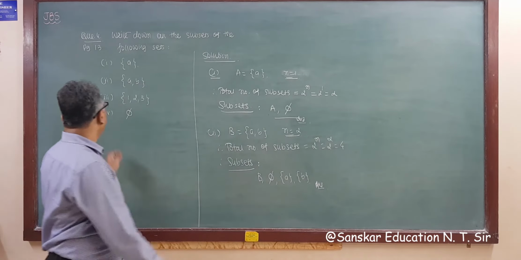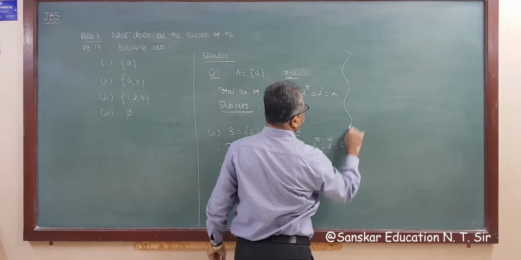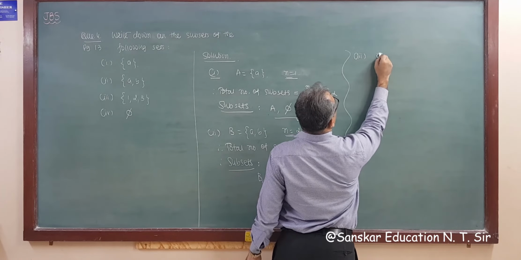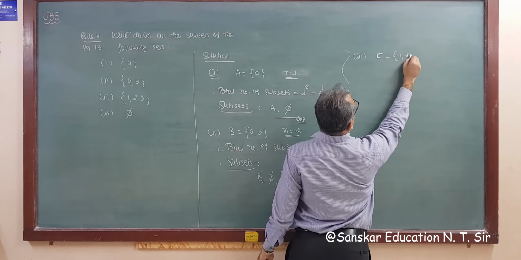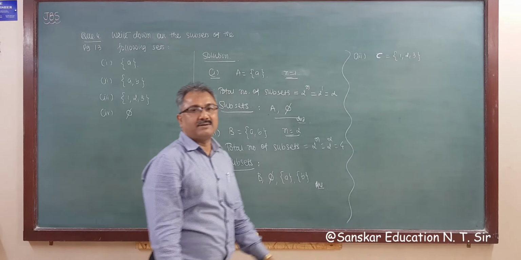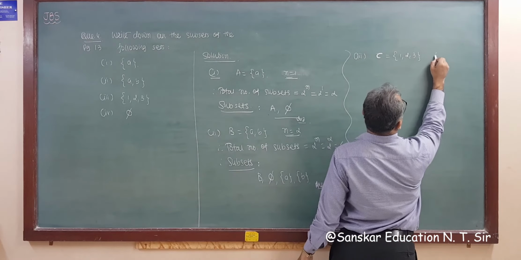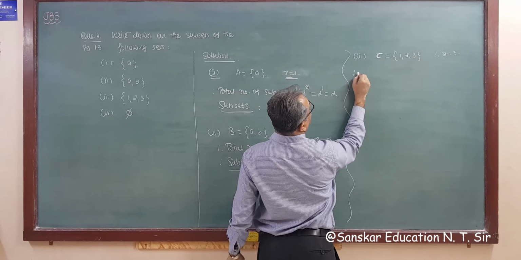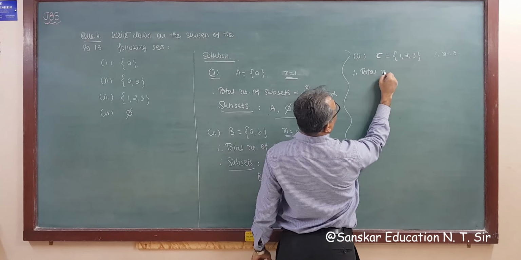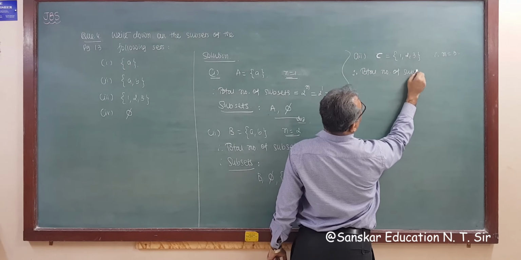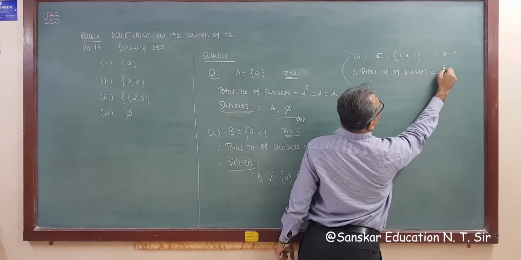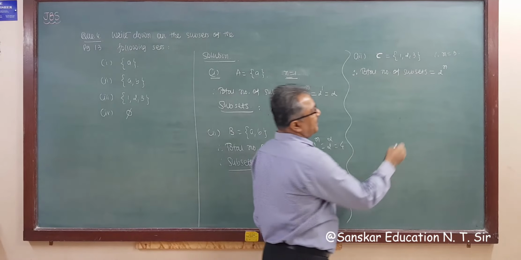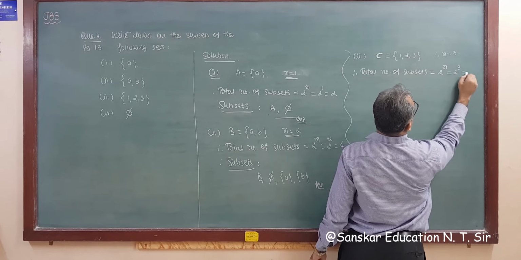Then third, {1, 2, 3}. Suppose C is equal to {1, 2, 3}. So the number of elements is 3. So n is equal to 3. So the total number of subsets, therefore, the formula is 2 raised to n. And what is n? n equal to 3. So substituting n equal to 3, we get 2 raised to 3, that is 8.